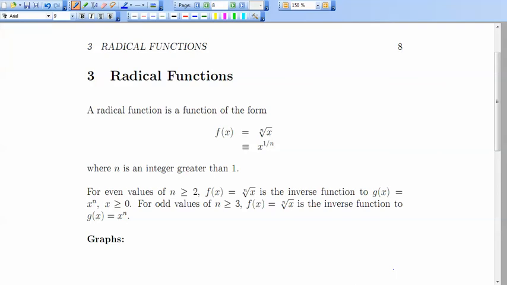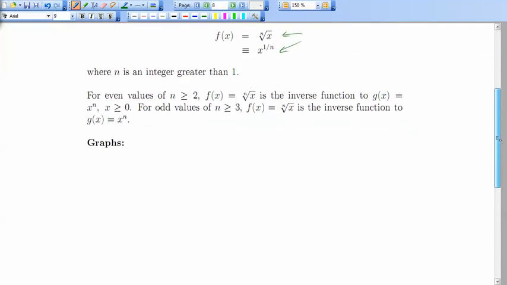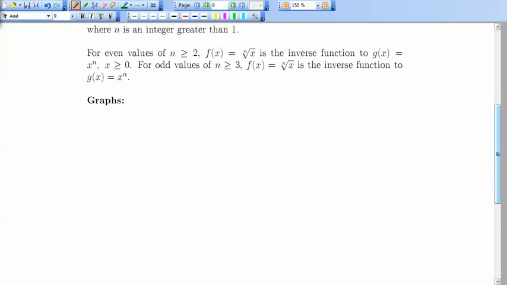Hi, in this video we'll be talking about radical functions. Those are root functions, square roots, cube roots, and so on. Now we've discussed this already about how we can always take a root function and rewrite it in exponential form with a fractional exponent. So keep that in mind.